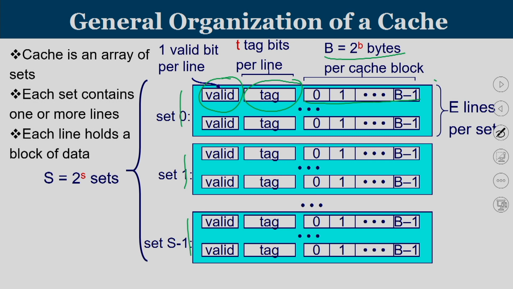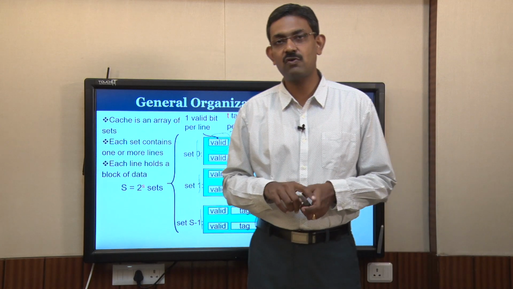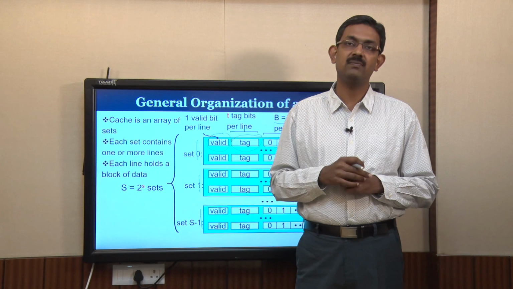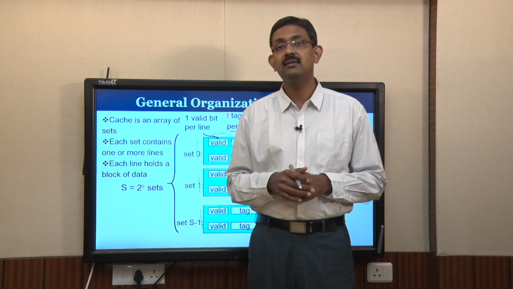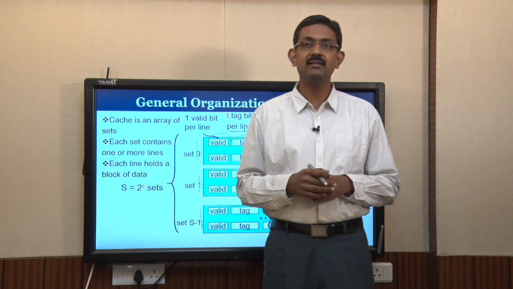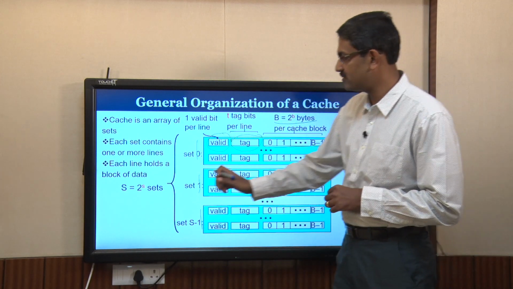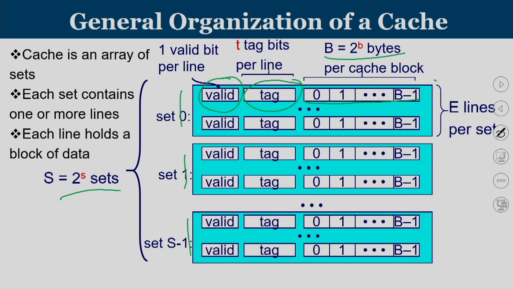So, I will repeat: cache memory consists of multiple sets, each set consists of multiple blocks, and each block consists of multiple bytes of data. Typically, the number of sets, the number of blocks per set, and the number of bytes per block are all powers of 2. So, in this case you can see 2 power s, which is equal to capital S, the number of sets. Here you have E lines, and here you have B bytes of data.